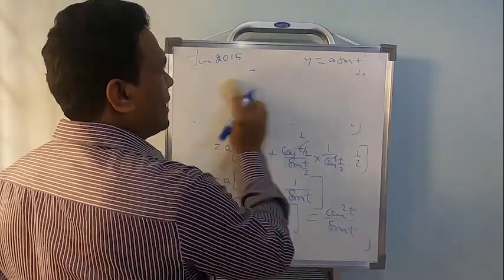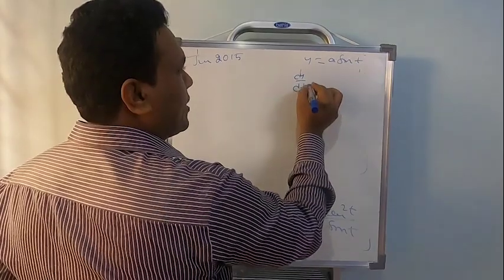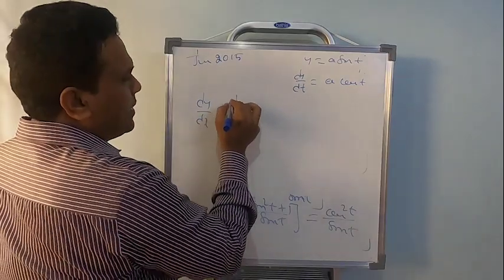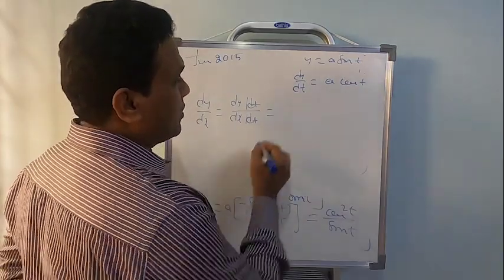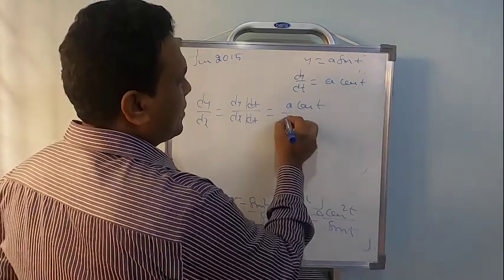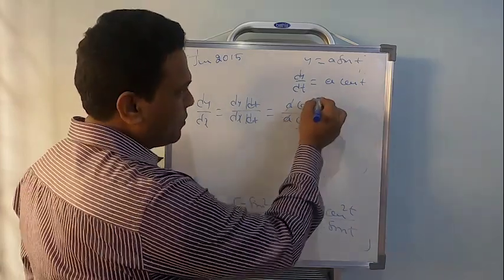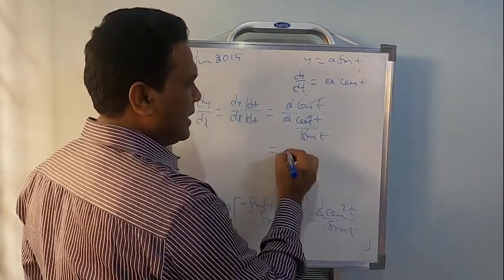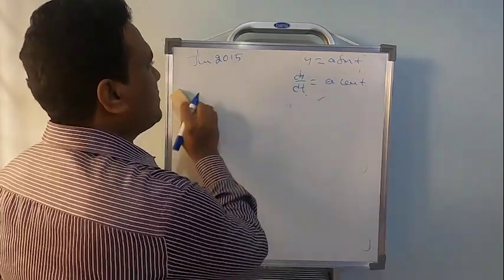Now y is given as a sin t. When y equal to a sin t, then dy by dt equal to a cos t. Now write the formula of dy by dx. dy by dx equal to dy by dt by dx by dt. So this will be a cos t by, and here we have a cos square t by sin t. A will be cancelled, one power of cos will be cancelled. So what is the remaining? Sin t goes to the numerator, sin t by cos t will be tan t. So that's problem number 27.